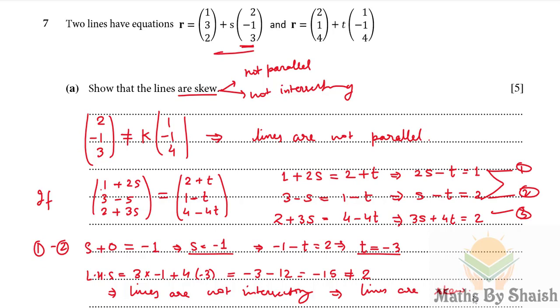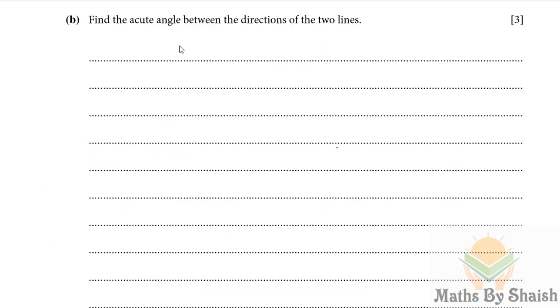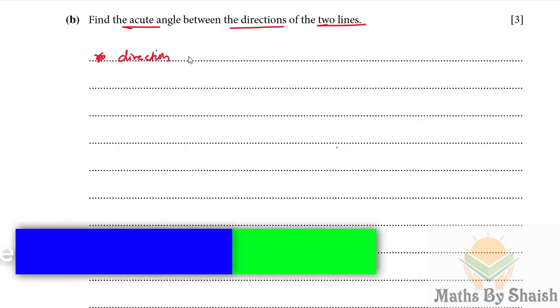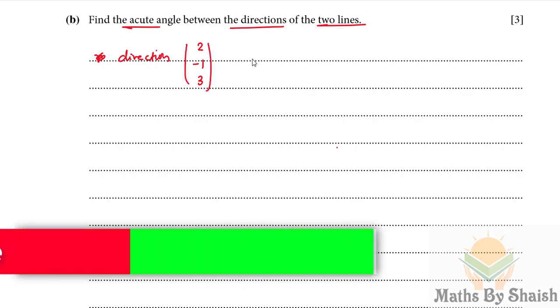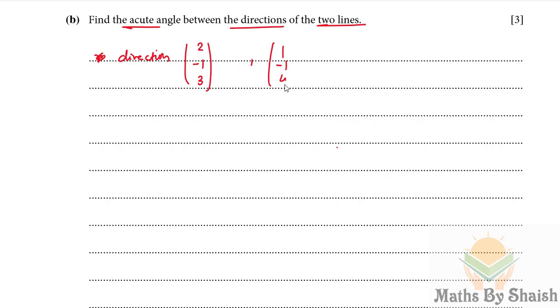Let's discuss the next one now. And here's the B part. Find the acute angle between the directions of the two lines. So from the first part we can see the directions of the lines. The direction of the first line was 2, -1, 3, and the second one was 1, -1, 4. We can take r equals a plus t times b, and this b is the direction vector.